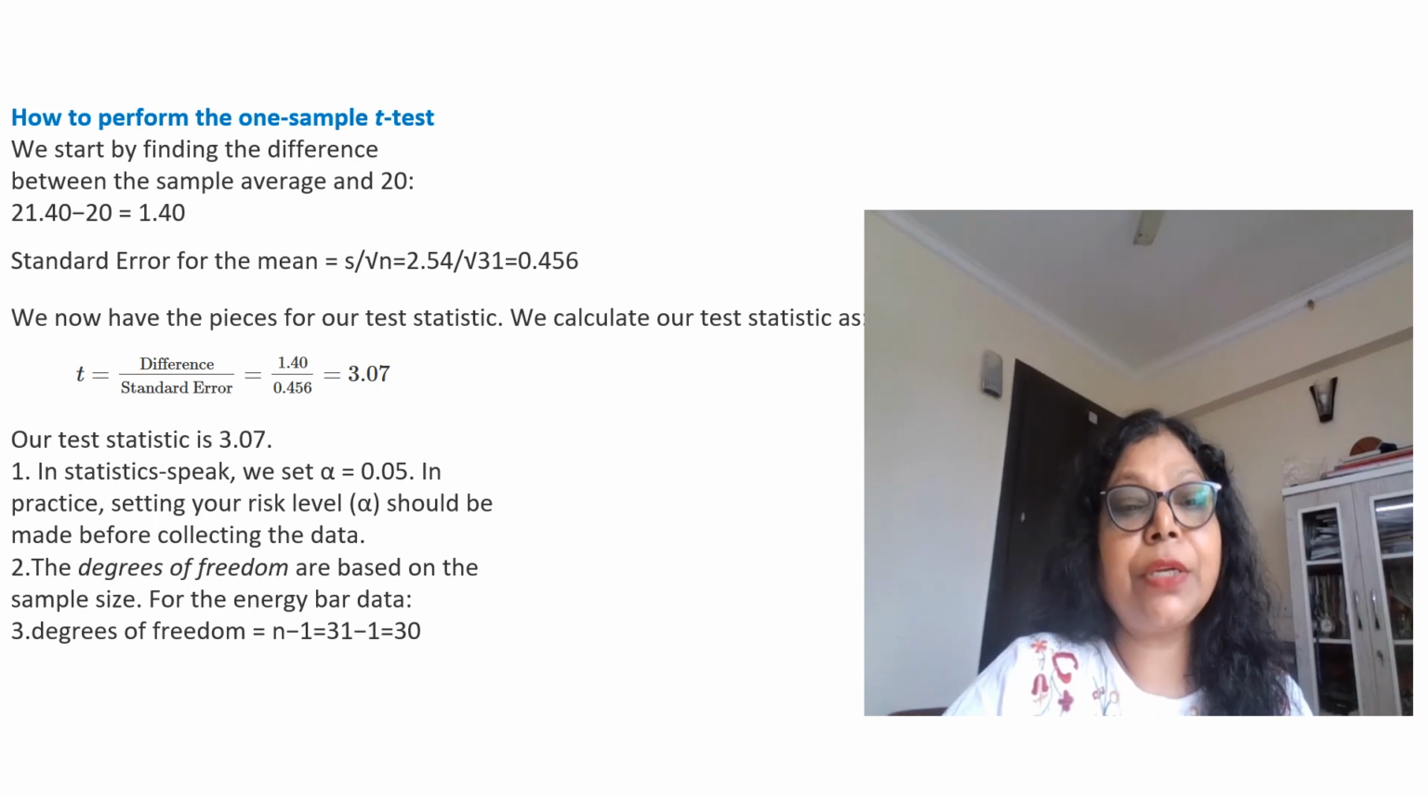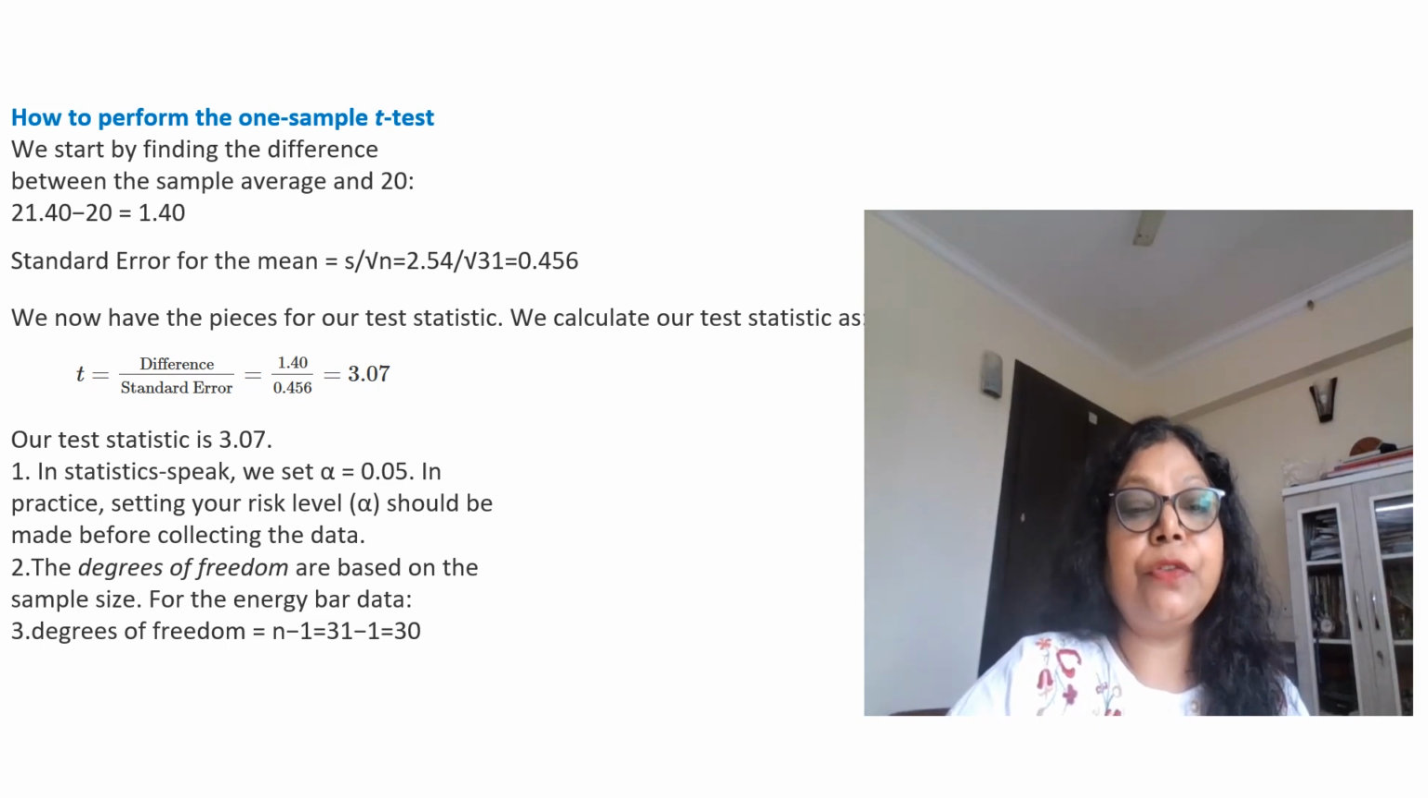Then we decide on the risk we are willing to take for declaring a difference when there is not a difference. So for any energy bar data, we decide that we are willing to take 5% risk of saying that the unknown population mean is different from 20, when in fact it is not. So in statistics, we say that alpha is 0.05. In practice, setting our risk level, that is the alpha, should be made before collecting the data.